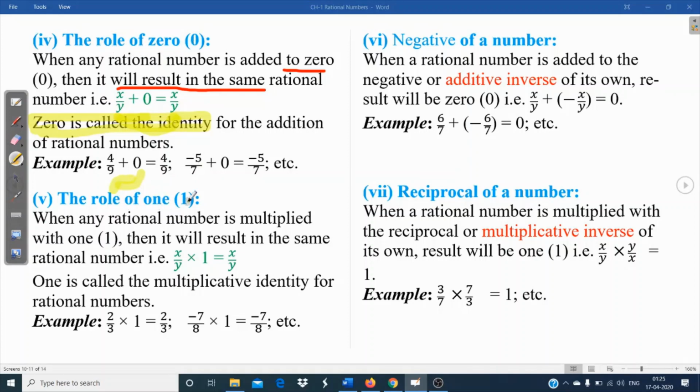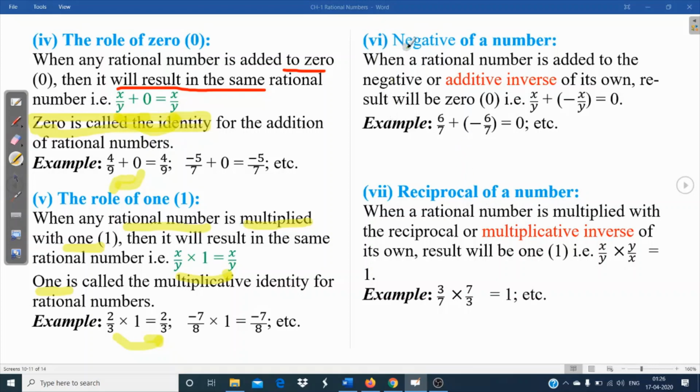Similarly, there is role of 1 also, which is our fifth property. So whenever a rational number is multiplied by 1, means 1 is multiplied by any rational number, you will get that same rational number. You can see this example, 2 upon 3 is multiplied by 1, and again you will get the same result, 2 by 3. So here 1 is called multiplicative identity of rational numbers. Similarly, 0 is called additive identity of rational numbers.